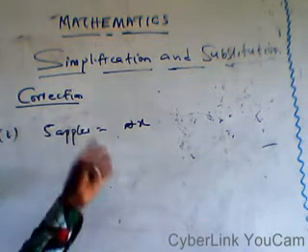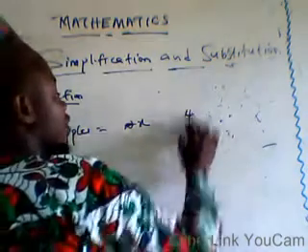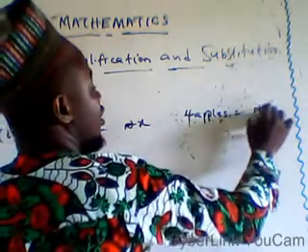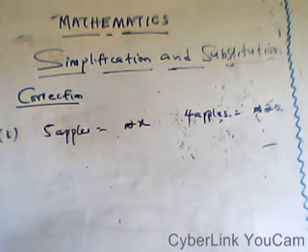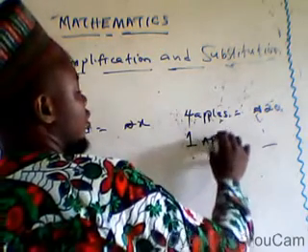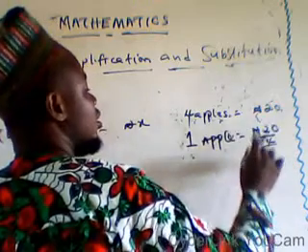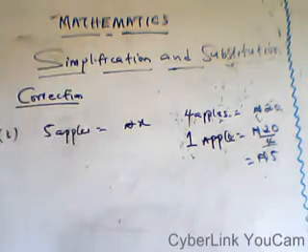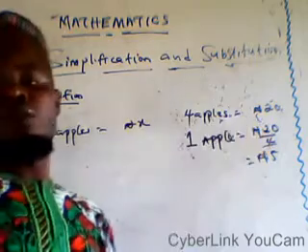You can leave this question and use another method. Let's say 4 apples is 20 naira. You bought 4 apples for 20 naira. How much will you buy one? To get 1 apple, it will be 20 divided by 4. If you divide 20 by 4, you are going to get 5 naira. It means that you bought 1 apple for 5 naira. So if you now say 5 multiplied by 4, you are going to get the cost, which is 20 naira.